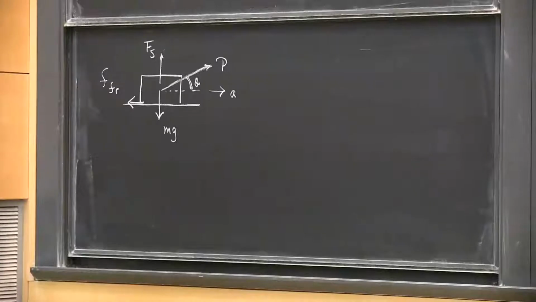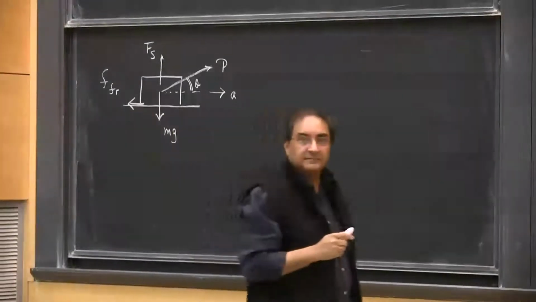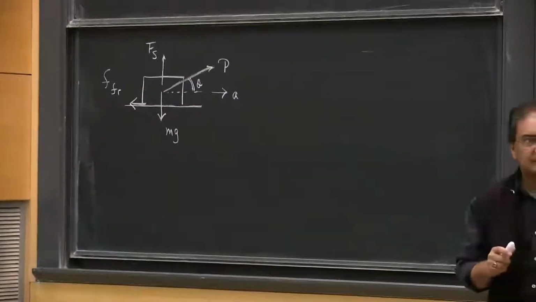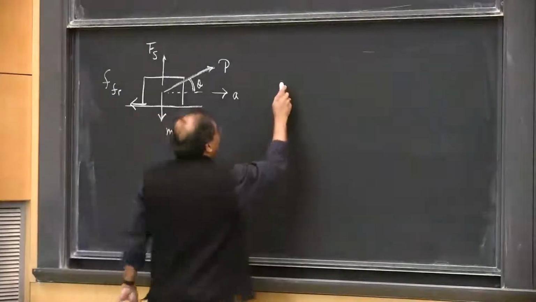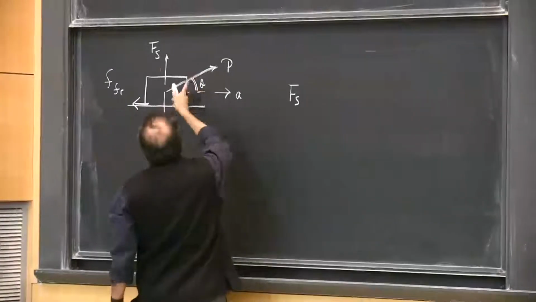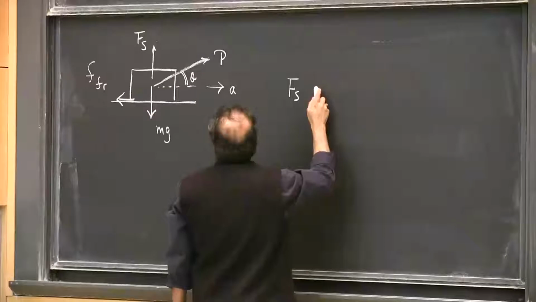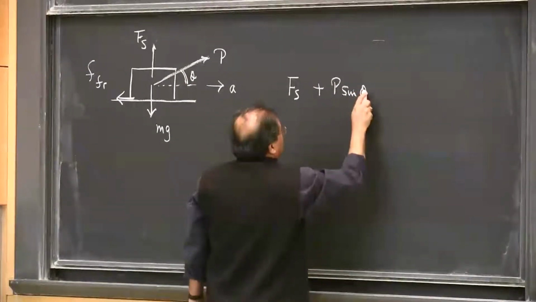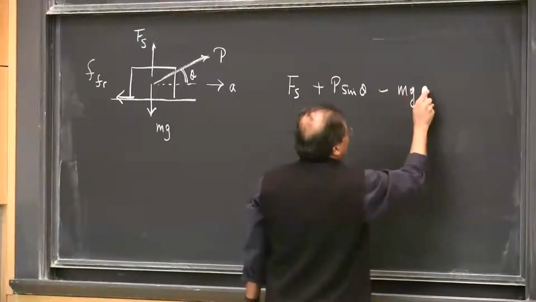So what will happen vertically, do you think? What are the upward forces? You have seen this before. The upward forces, there's an Fs sitting around already, right? But you see this P will have an upward component. In this case, because that is theta, that will be P sine theta. So plus P sine theta minus mg is equal to 0.